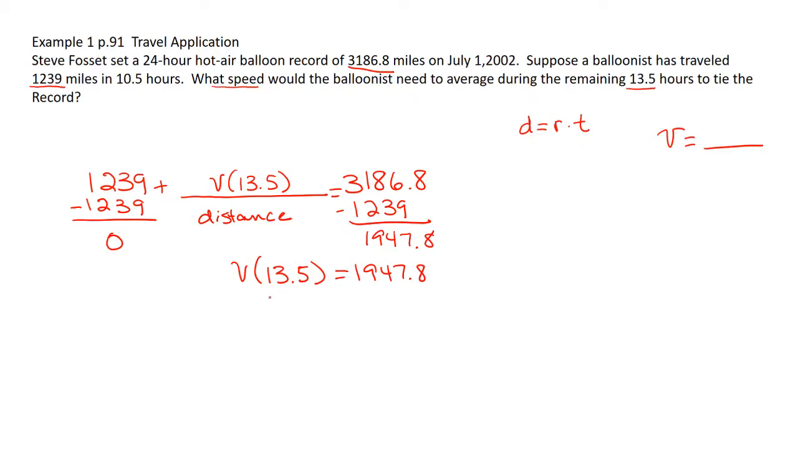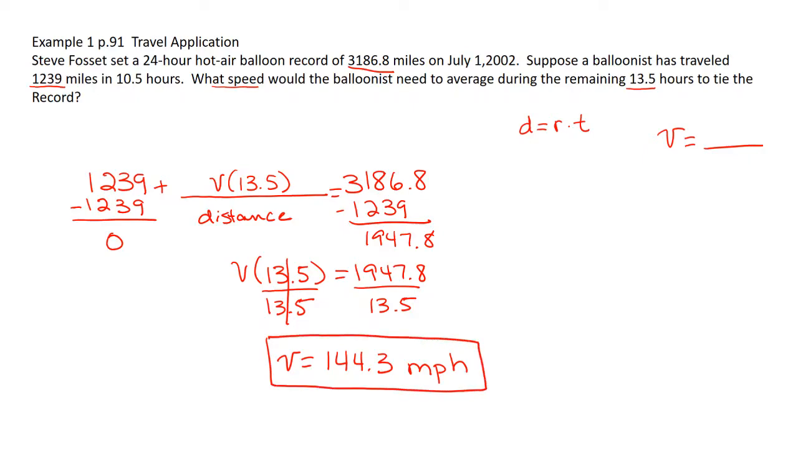So our V is not quite the way we want it. It's still multiplied by 13.5. So we want to get rid of that. And what we can do is divide by 13.5 on both sides. So 13.5 divided by 13.5 is just 1. That leaves us with a V on one side. And if you do these two on your calculator, you get 144.3. So the speed he needs to go is 144.3 miles per hour is our answer.